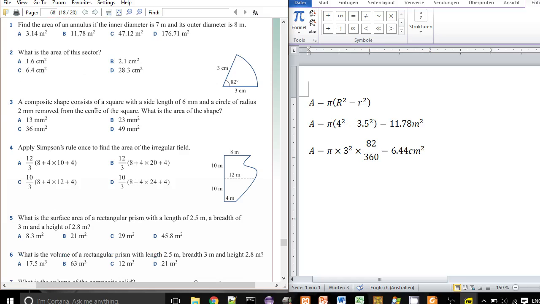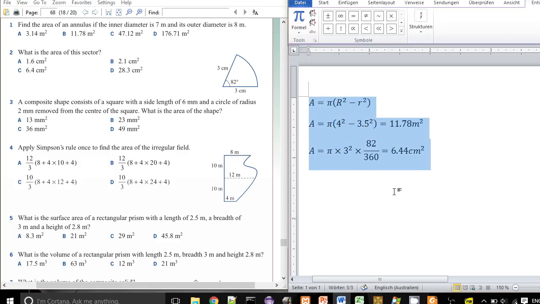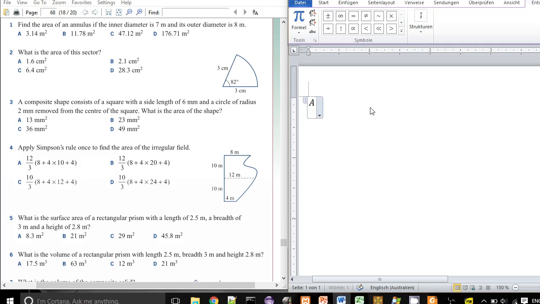Okay, composite shape has a square of side length 6 and a circle of radius 2 removed from the center. Okay, so that one's easy. I'm going to get rid of these. You can copy them if you want. Oh, of course it can't backspace, so I still don't understand that.